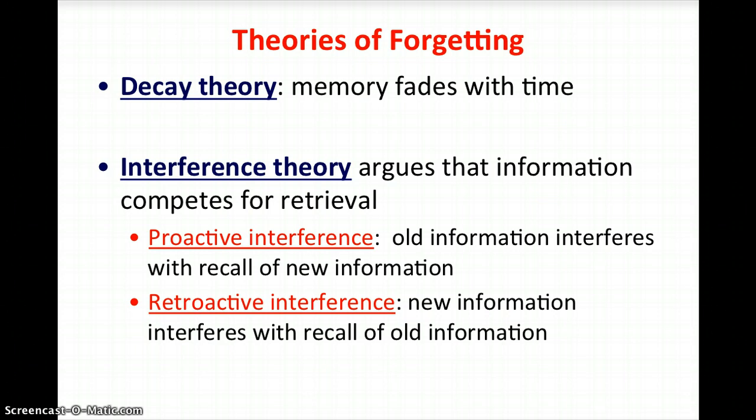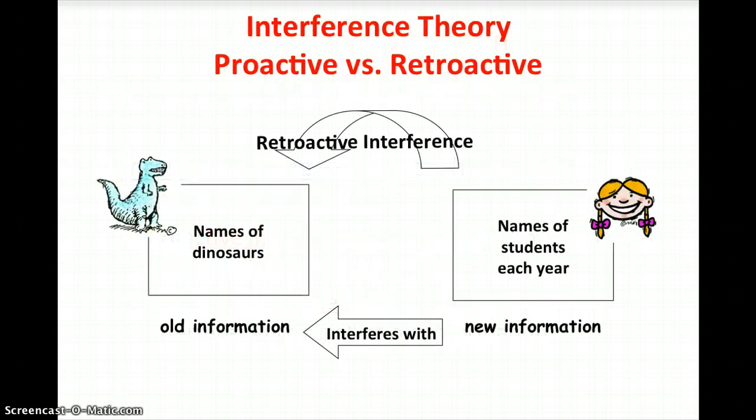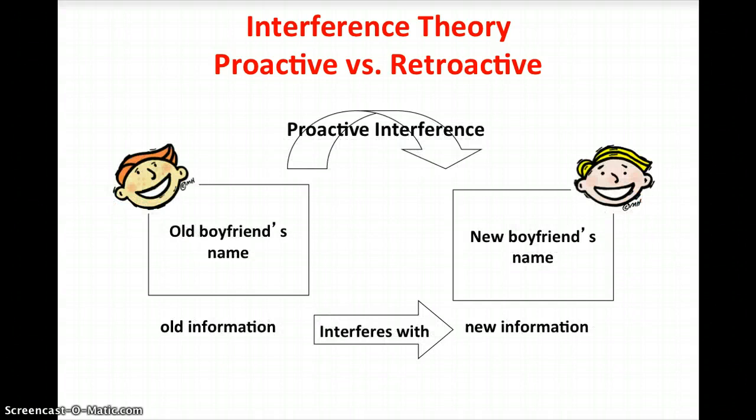And then retroactive interference means that new information interferes with the recall of old information. So if you can't remember last year's locker number because of this year's locker number, that would be retroactive interference. And so you can think of retroactive as being something, retro is old, so you can't remember the old information because of the new. And here's just a graphic and another.